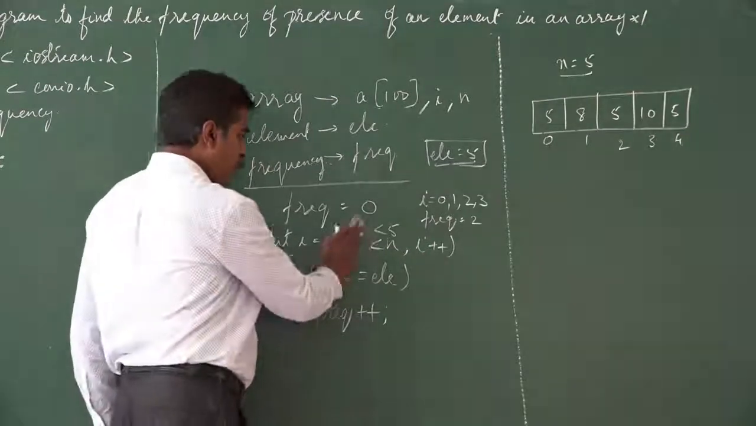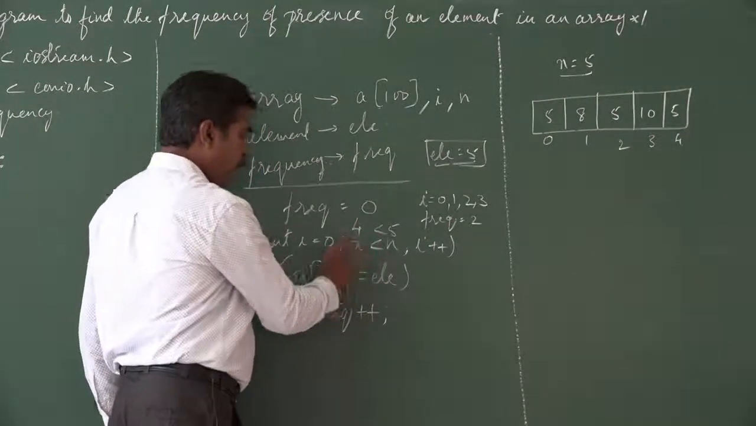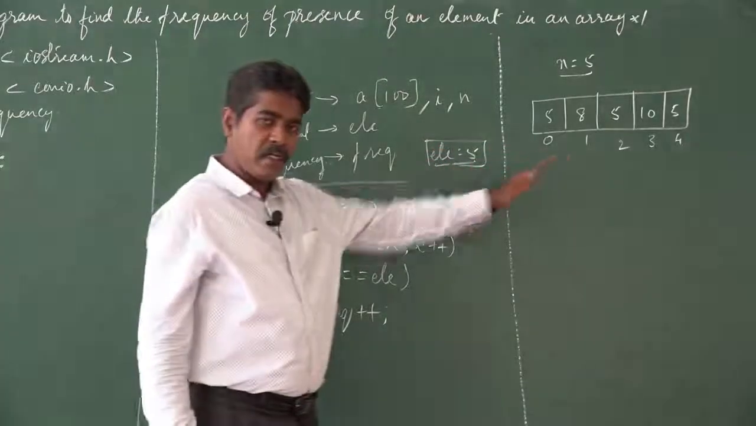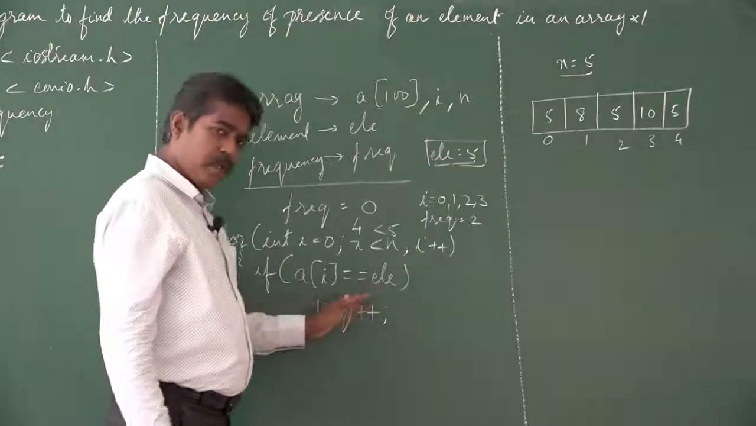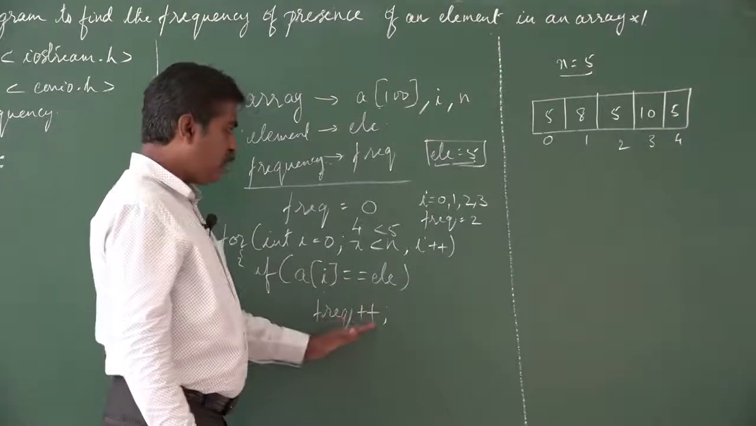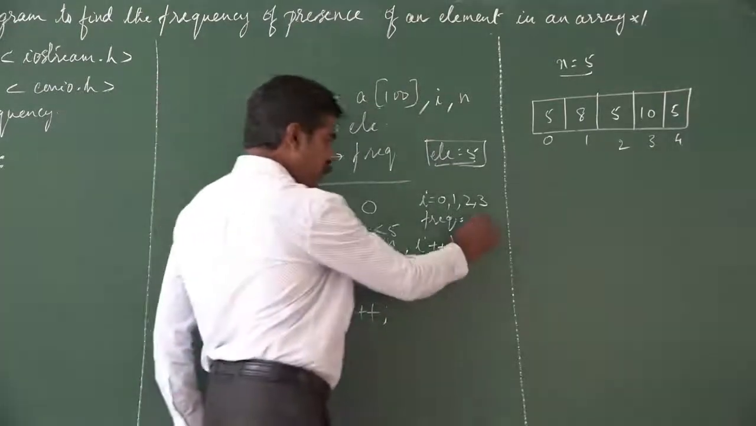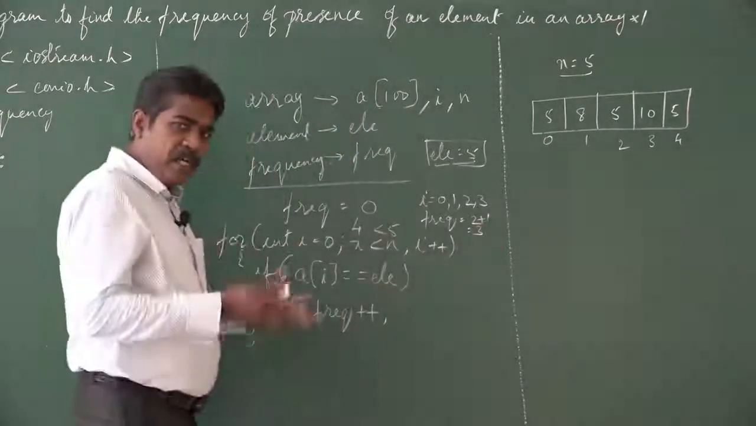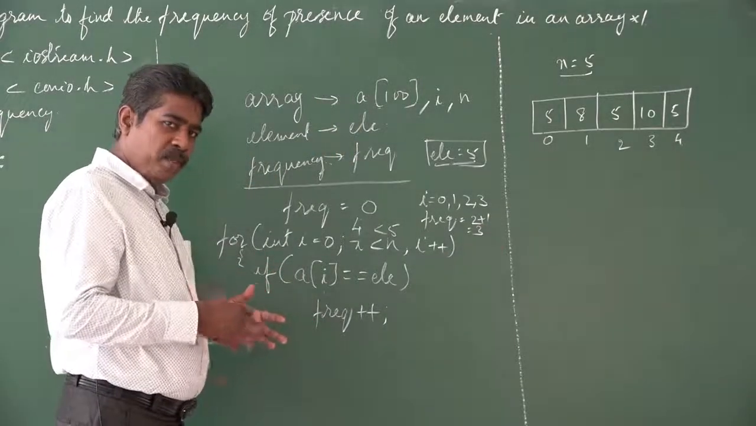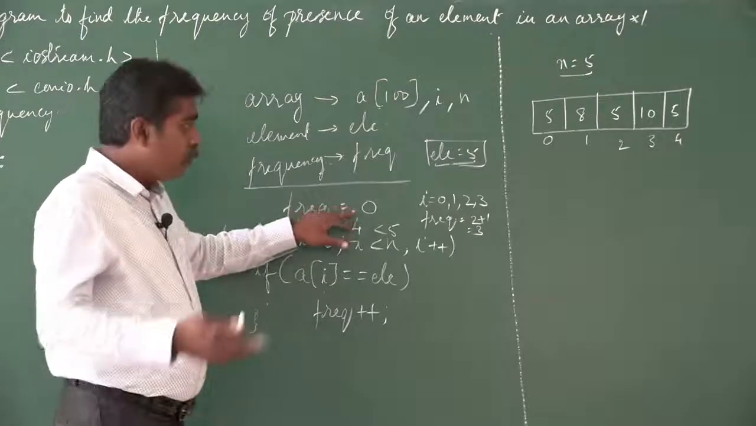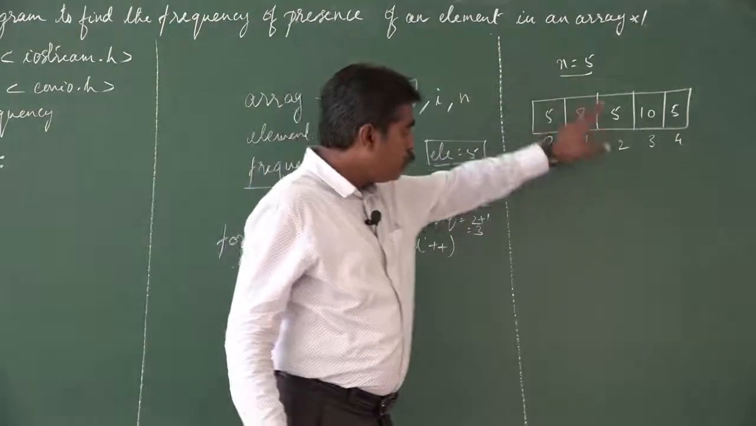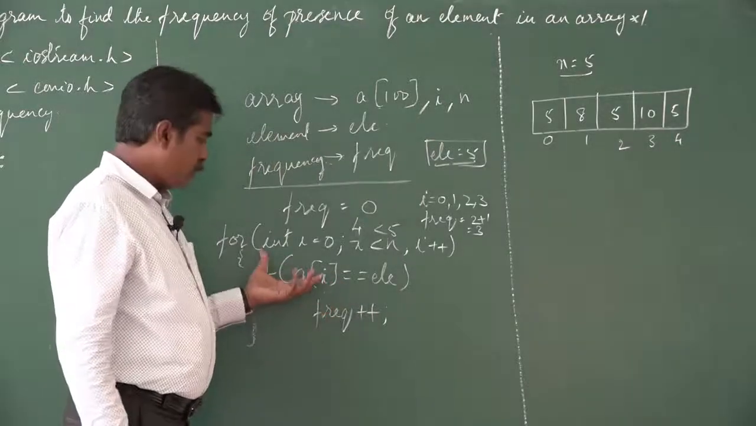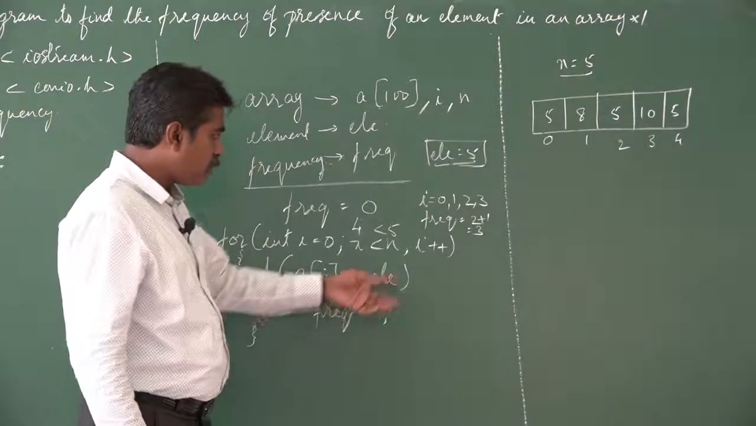Now it will be 4, 4 less than 5, true, enters. A of 4, once again, is 5, 5 equals 5, true, enters, frequency is incremented by 1 and it will be 3. So frequency started from 0, then 1, then 2, then 3, whenever it is compared and matched. That is, frequency right now is 3.